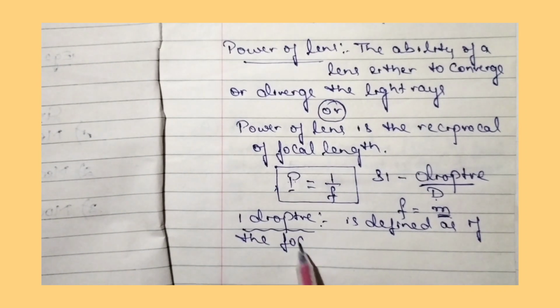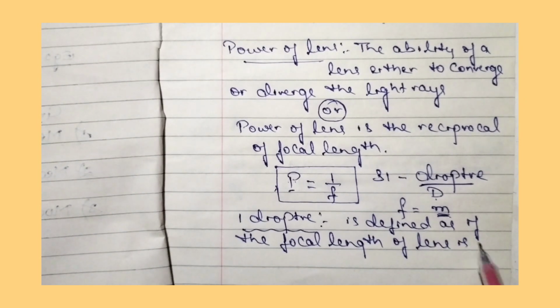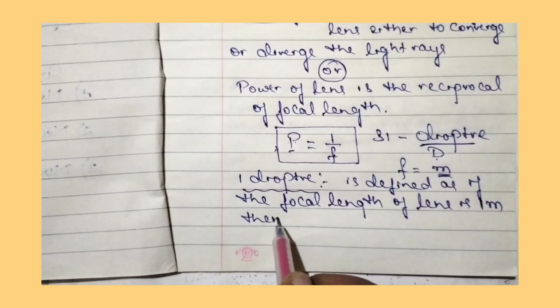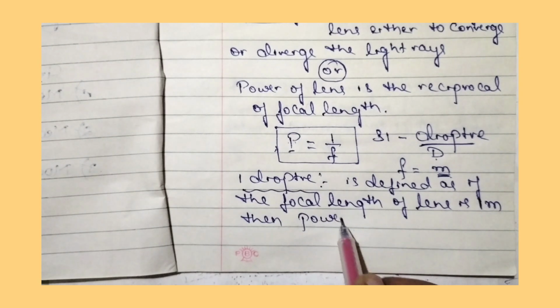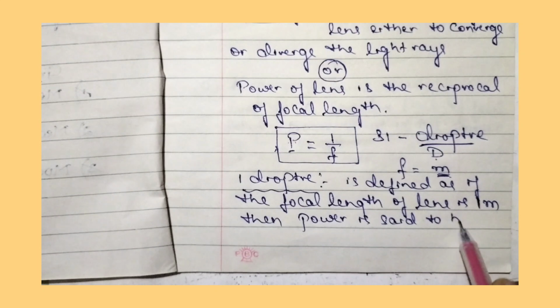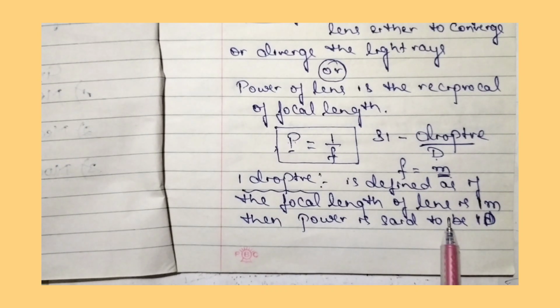if the focal length of lens is 1 meter, then the power is said to be 1 diopter. 1 diopter.